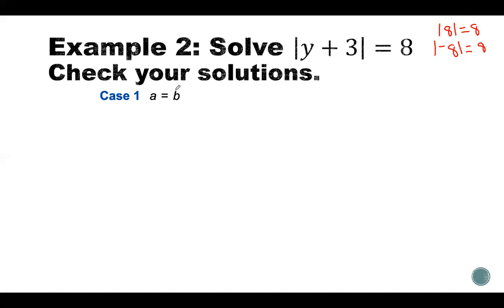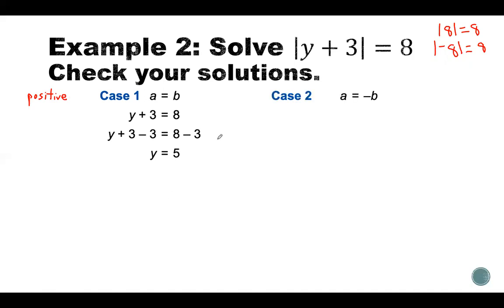So A is going to refer to what's inside the absolute value. B refers to what's on the other side of the equation. So we have y plus 3 equals 8, and we're going to call this our positive case. And the positive case is usually really easy to set up. You don't have to change anything. But we're going to go ahead and solve for y like normal, subtract 3 from both sides, and get y equals 5. So that's our first possible answer.